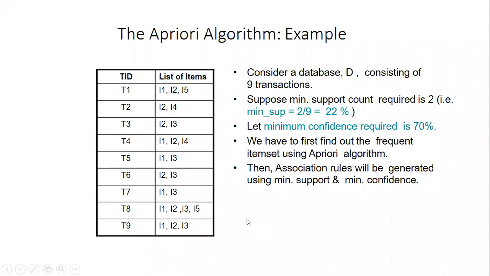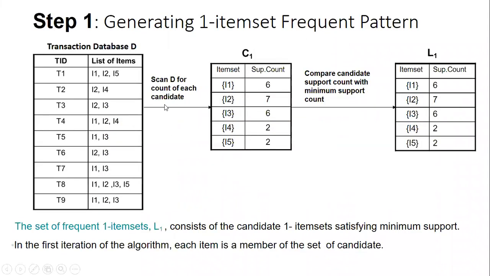So what we do first, this is the original transaction database D. What we do, we scan D for the count of each candidate. So how many different candidates are there? I1, I2, I3, I4, I5. So 5 different items are there. As I told, these are the transactions done by different customers. So first we scan and count the support count of each item. So I1, I2, I3, I4, I5.